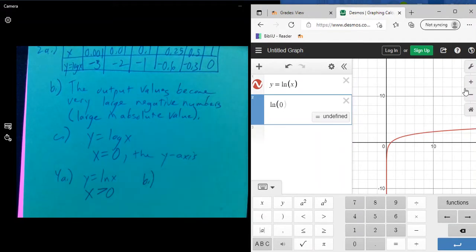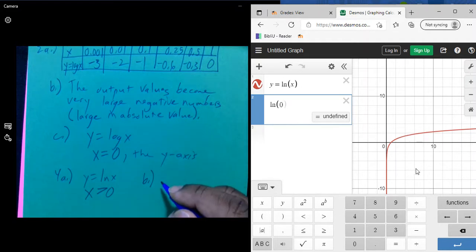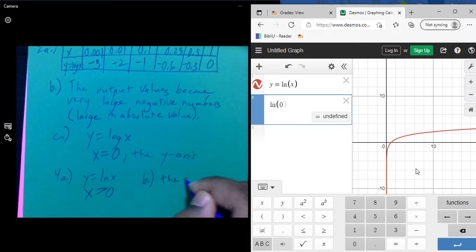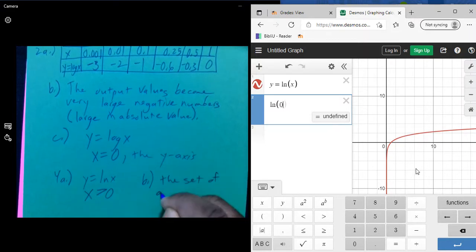Now we go to 4b. What is the range? The range is the y values. There's no restriction on the y values because if you notice, this is going down forever and this is going to be going upward forever on the y-axis. So it'll be the set of all real numbers.